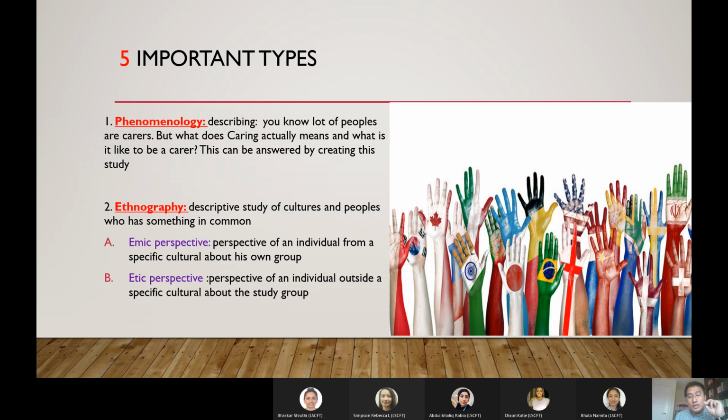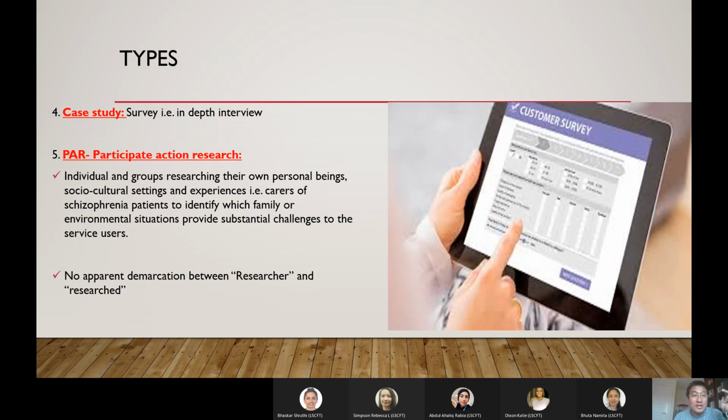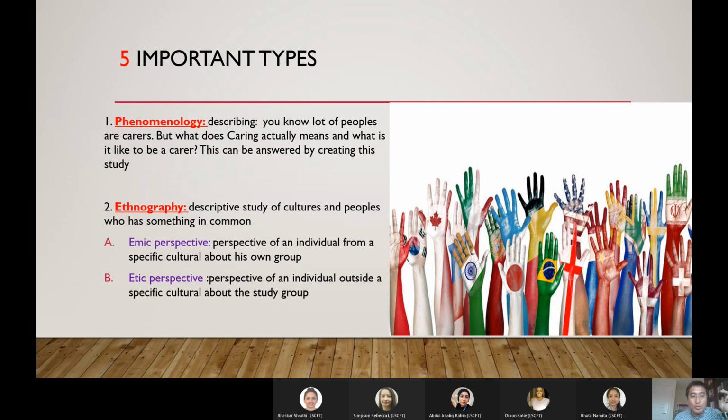So let us do a quick MCQ. Researchers want to study a particular culture of a group of people, from within the culture. Which type of qualitative study have they used? Phenomenography, emic, etic, grounded, case series, or participation research? Emic. Okay, Emic. So if they ask about outside, etic will be the option.